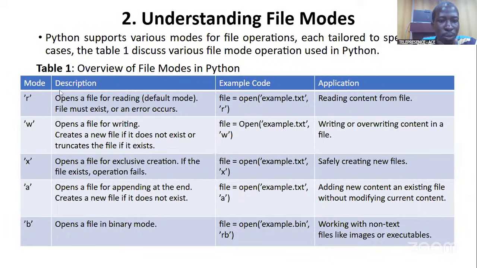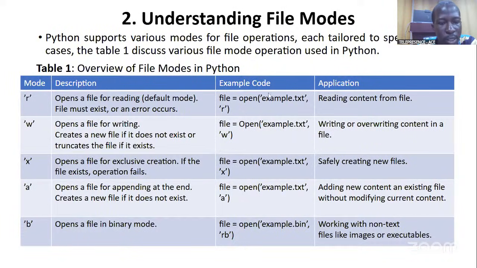So r, what is r used for? The description of it: it's opening a file for reading. That's the default mode. The file must exist or an error occurs. So if you want to read a file, you must make sure that the file exists, of course, or else it will show that what you want to read does not exist. So how to open that file so that you can read? file equals open, the name of the file, and then the type. If the type is text, you put .txt and you put r, and you read the content from the file.